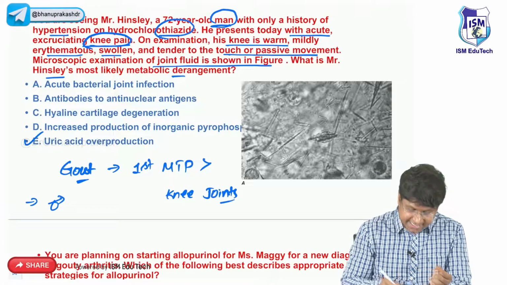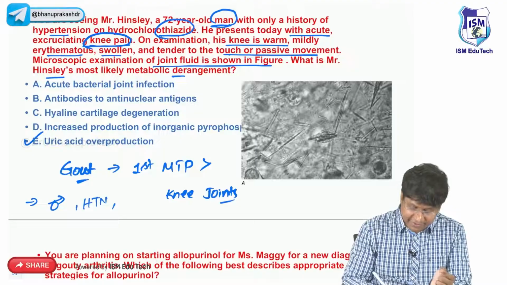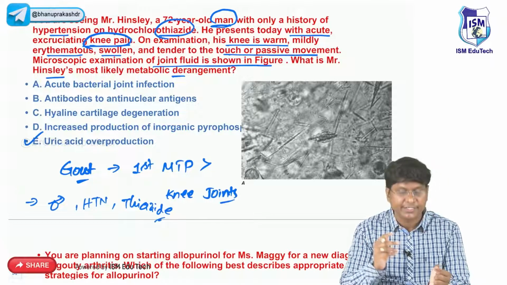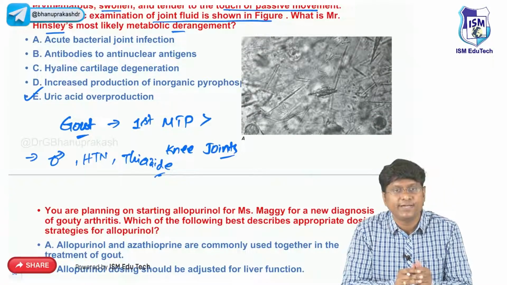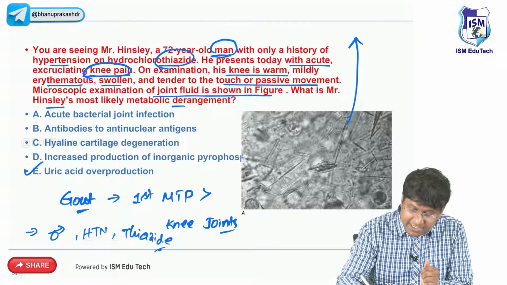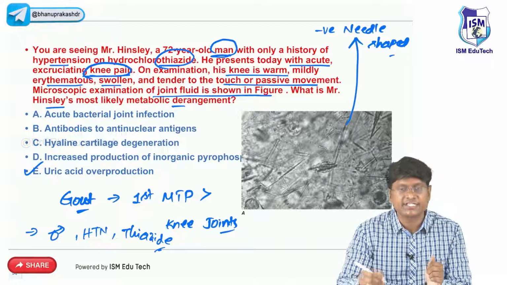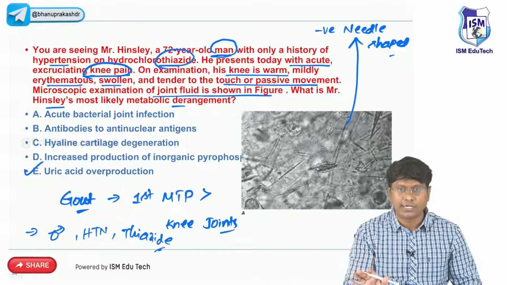That is one thing. Second important risk factor is the patient is having hypertension. And third important risk factor is the patient is taking thiazides. These thiazides increase the uric acid levels. And why are you saying it is gout? In the synovial fluid analysis, you are seeing the negatively birefringent needle-shaped crystals, which is suggestive of gout or gouty arthritis.